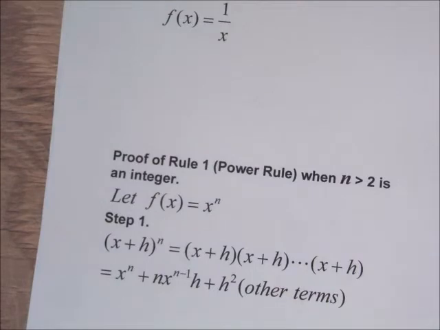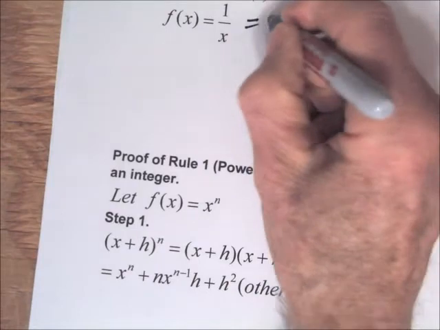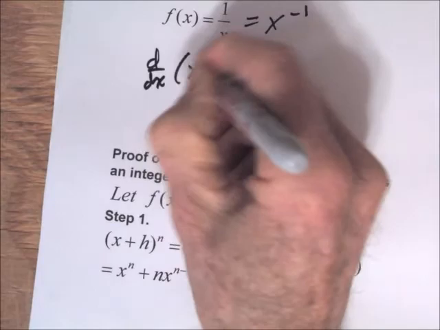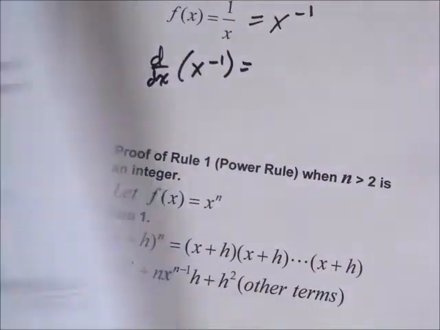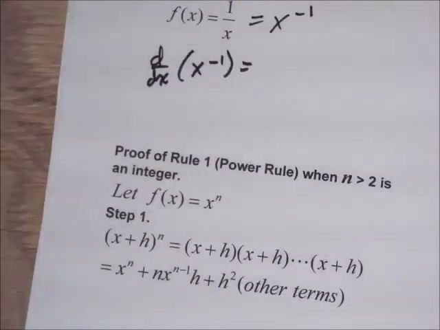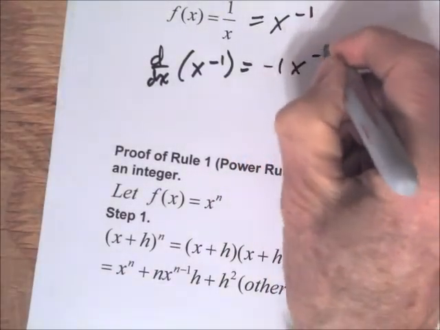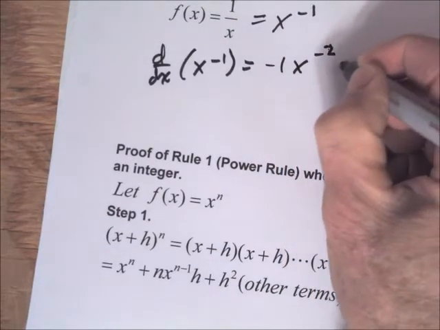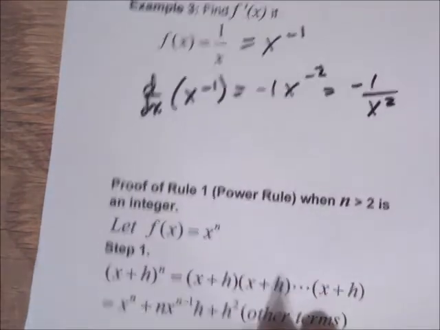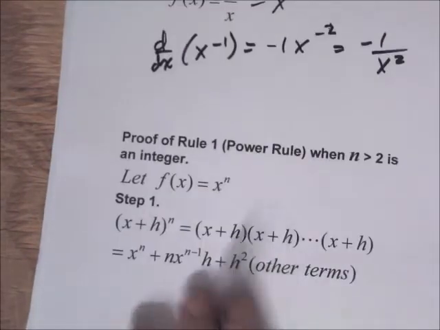On this one, we could use the quotient rule, or we could use the power rule. It's probably going to be faster to use the power rule. So we can write this as x to the minus 1 power, and so the derivative with respect to x of x to the minus 1 power, we can use the power rule. The old exponent comes out in front, and then you take 1 away, so it's going to be minus 1 x to the minus 2 power. Or we could write this as minus 1 over x squared. Okay, so that's the derivative there.